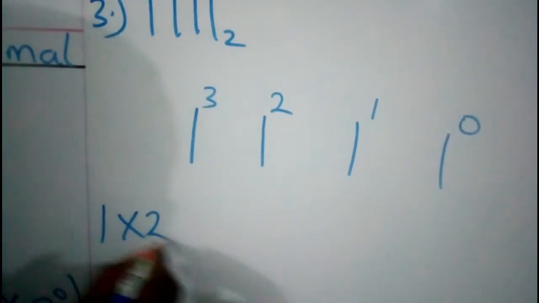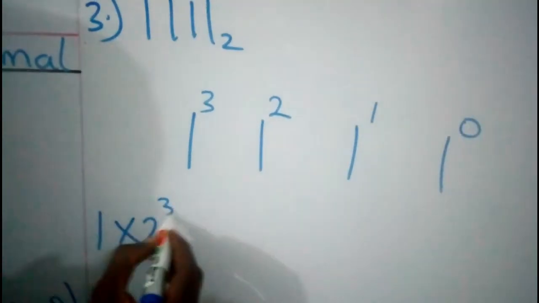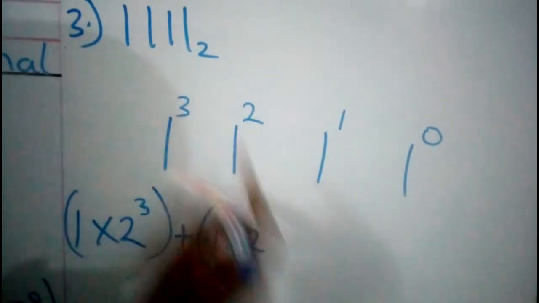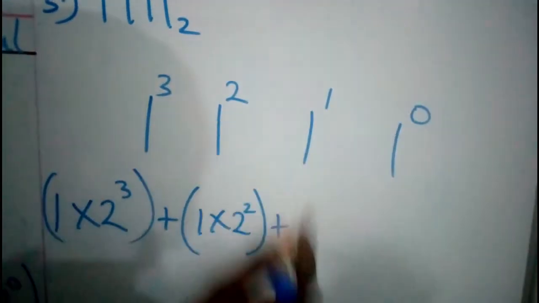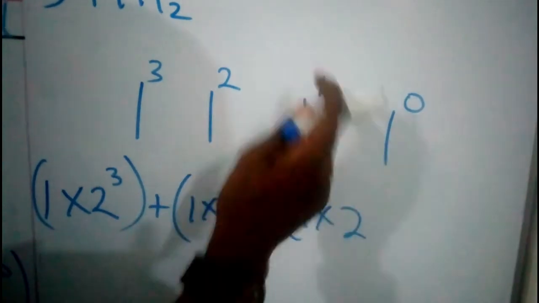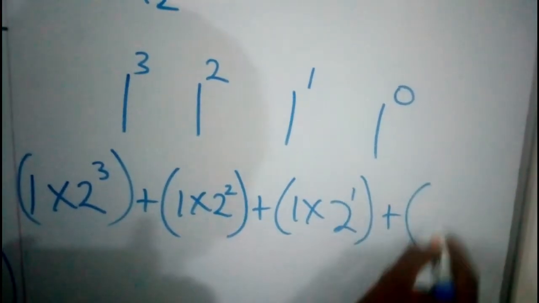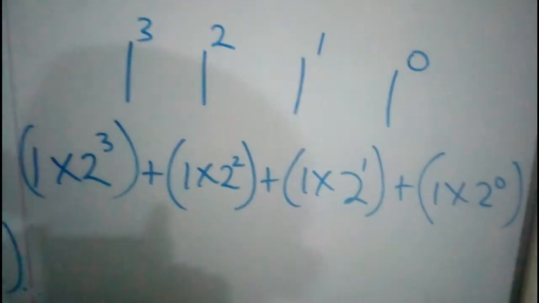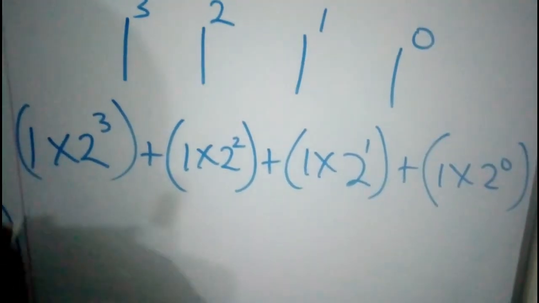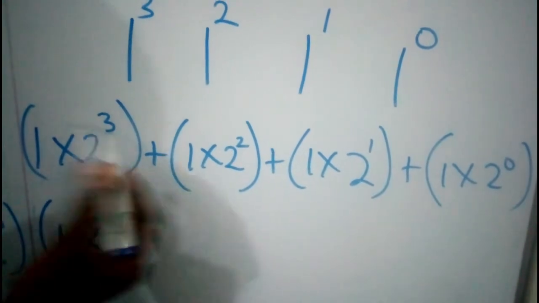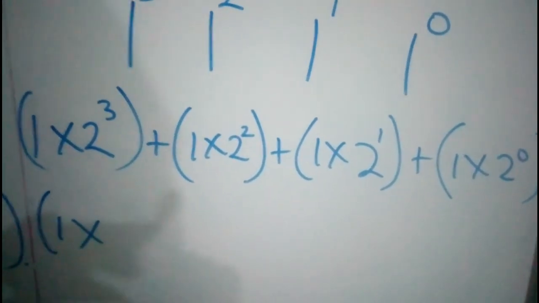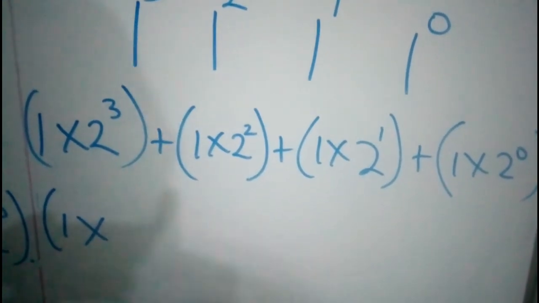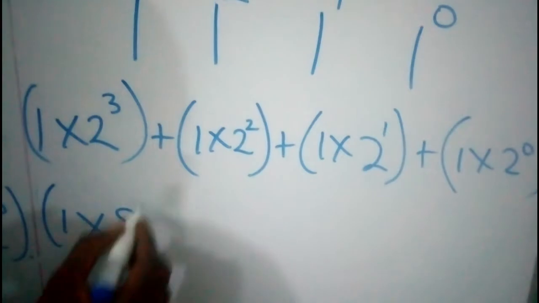So we'll start with the first digit here: 1 times 2, the power is 3, so you put it here. Plus second digit, 1 times 2, the power is 2. The third digit is still 1, 1 times 2, the power is 1. And the last digit, 1 times 2, the power is 0. Alright? Next thing is to actually solve the powers. So you still have your 1 times 2 raised to power 3. Mind you, 2 raised to power 3 is 2 times 2 times 2, that's 2 multiplied by itself 3 times. 2 times 2, 4, 4 times 2 is 8. 2 raised to power 3 is 8.